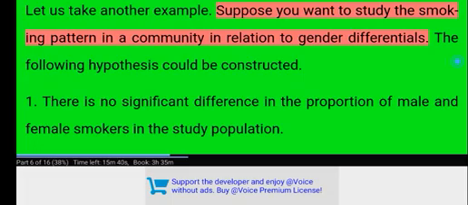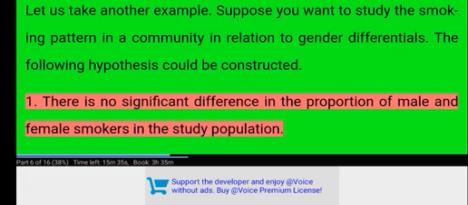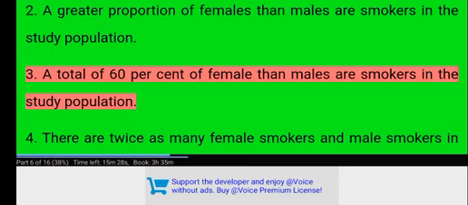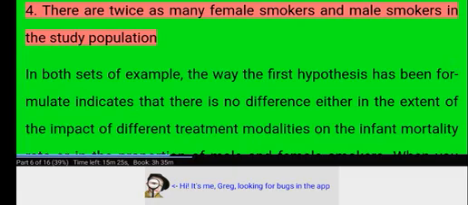Let us take another example. Suppose you want to study the smoking pattern in a community in relation to gender differentials. The following hypotheses could be constructed. 1. There is no significant difference in the proportion of male and female smokers in the study population. 2. A greater proportion of females than males are smokers in the study population. 3. A total of 60% of females and 30% of males are smokers in the study population. 4. There are twice as many female smokers as male smokers in the study population.